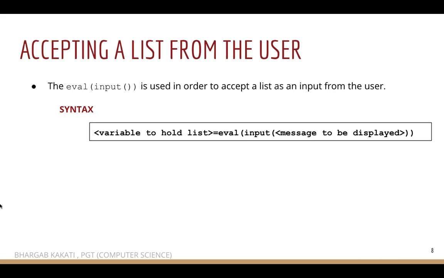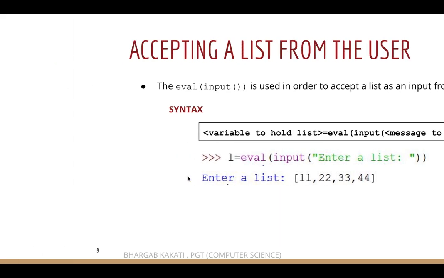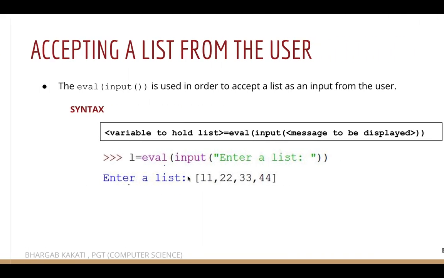Let's see the syntax. The syntax goes as follows: variable to hold list equals eval(input()), then whatever message we want, we can give the message within quotes. Let's try to understand with the help of an example. If I write L = eval(input("Enter a list")), the message "Enter a list" will come and it will wait for the user to enter a list. In that way, we can accept a list from the user.